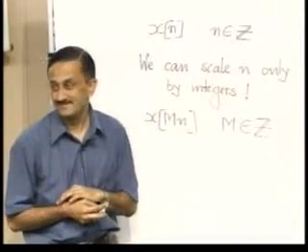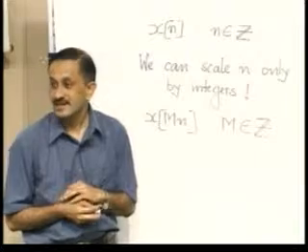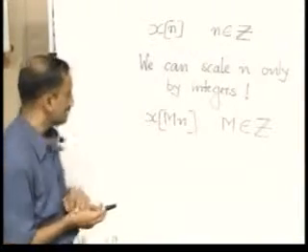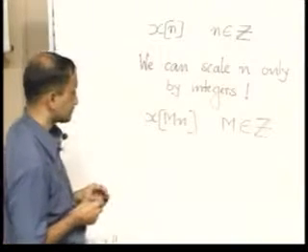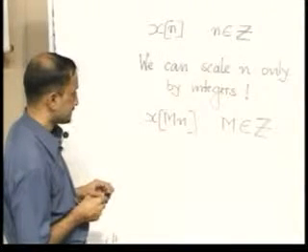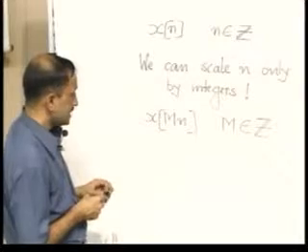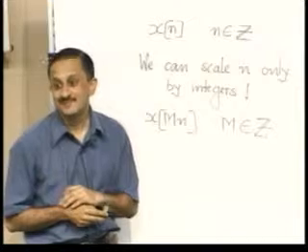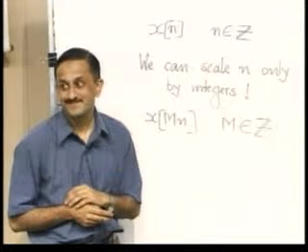There is no meaning to scale n by a real number. It has no meaning in general. Forget real number, not even a rational number. It has no meaning. So, only integers are permitted. The effect on the Z transform is non-trivial.